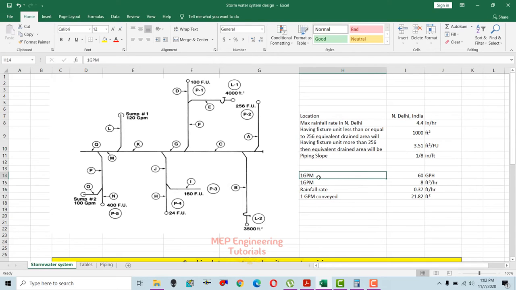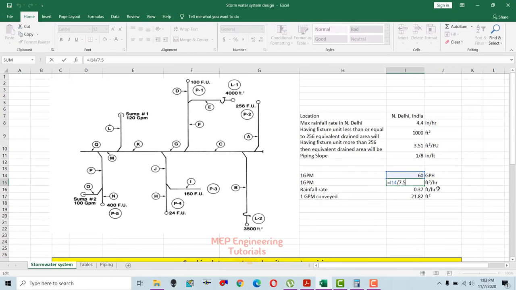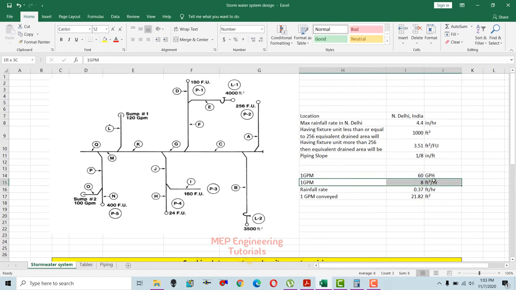Since we know that 1 GPM is equal to 60 gallons per hour, if you want to convert this gallons per hour to cubic feet per hour, you need to divide 60 by 7.5. You will get 1 GPM is equal to 8 cubic feet per hour. And we know the rainfall rate in New Delhi is 4.4 inches per hour.